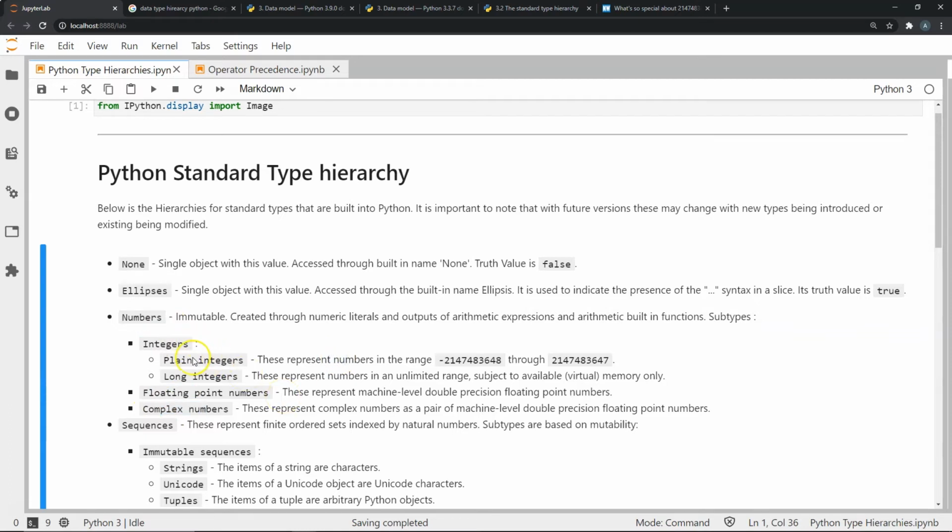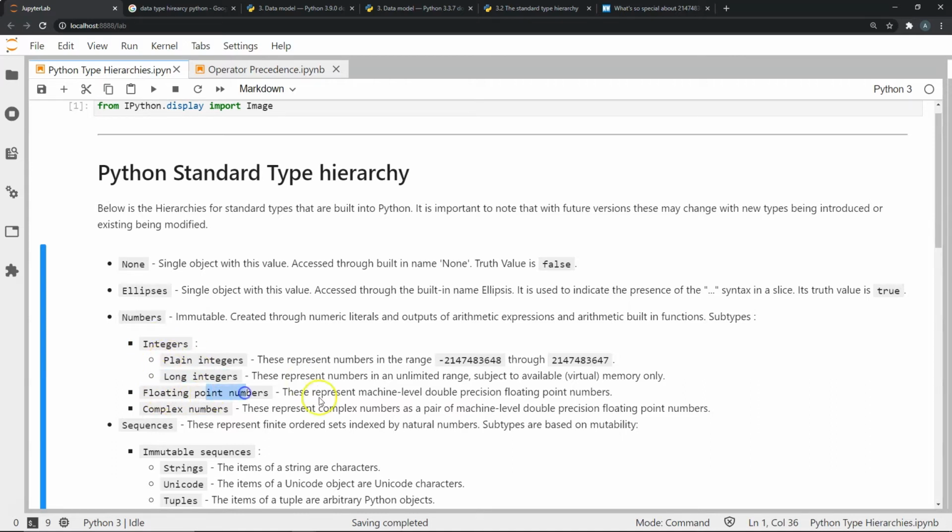Within integers, you have plain integers that represent numbers in a fixed range. The upper limit is the largest positive value that you can represent using 32-bit notation in two's complement, and there is the equivalent for the negative side. Long integers, on the other hand, are used to represent numbers in an unlimited range that is only subject to the available memory of your system. So these are two types of integers.